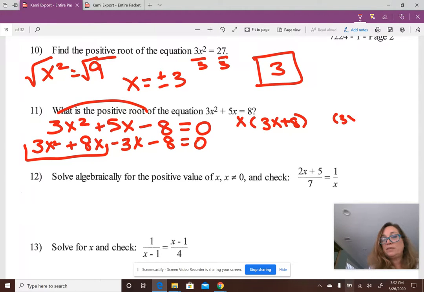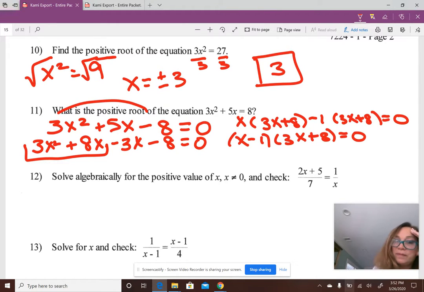Remember to use that 3x plus 8. And from the back, I'm pulling out a -1. So I get x minus 1, and I get 3x plus 8 equals 0. They only want the positive root, so it's going to come from this one here. So x minus 1 equals 0, so x equals 1.